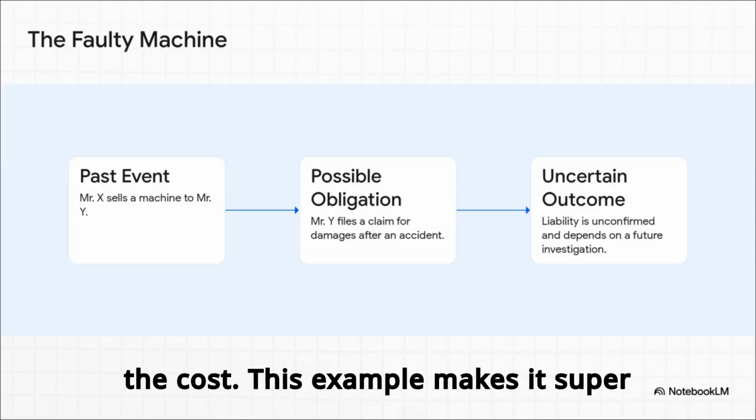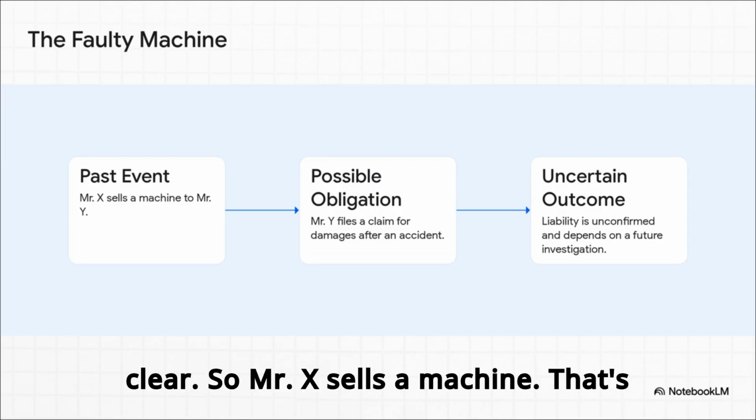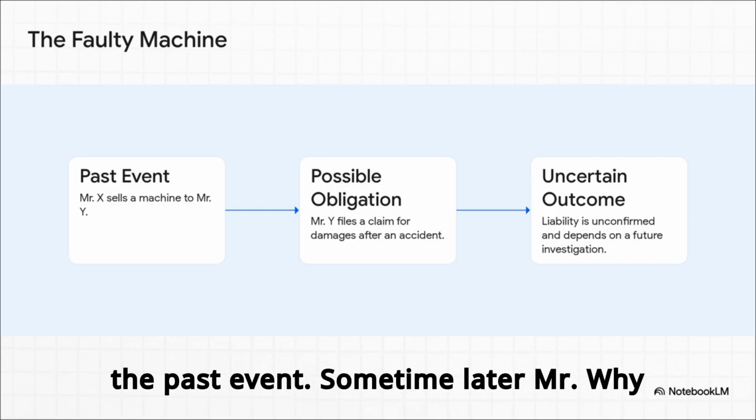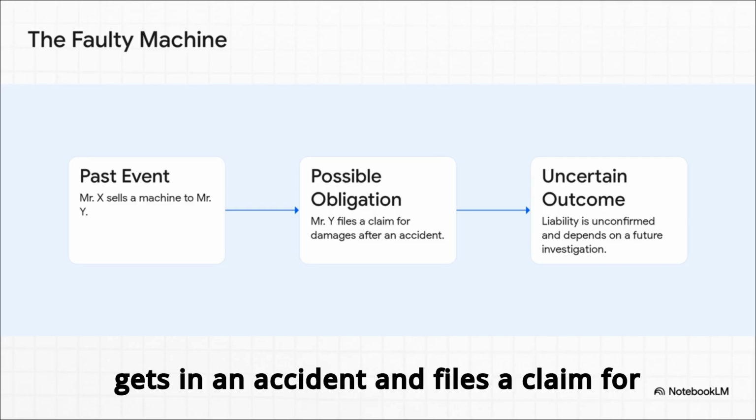This example makes it super clear. So Mr. X sells a machine. That's the past event. Sometime later, Mr. Y gets in an accident and files a claim for damages.